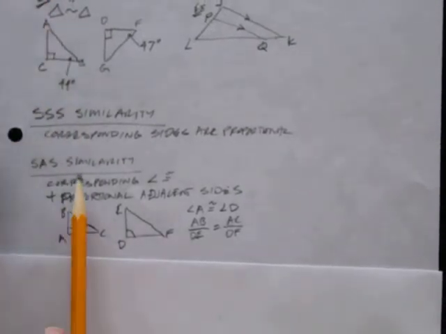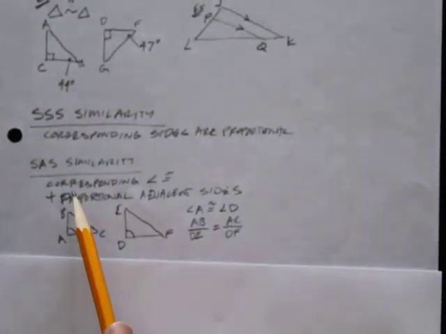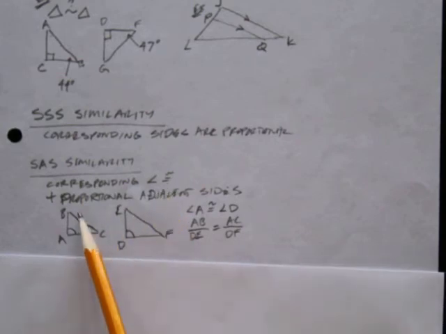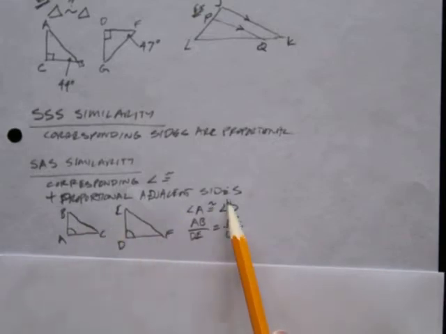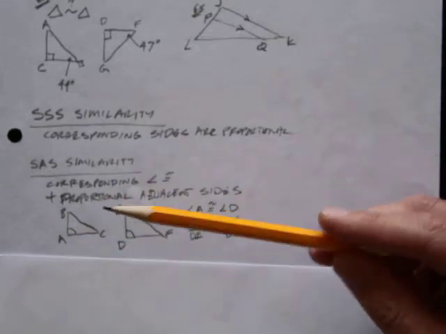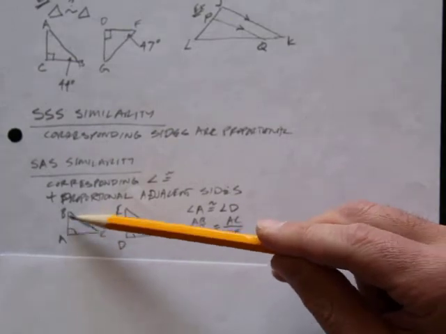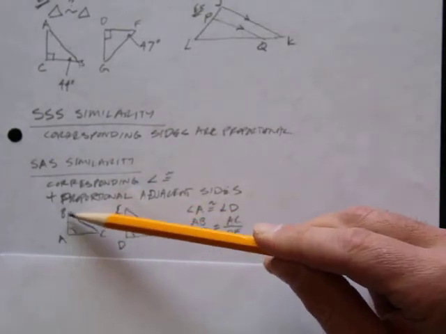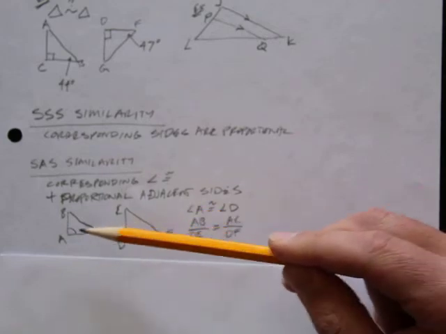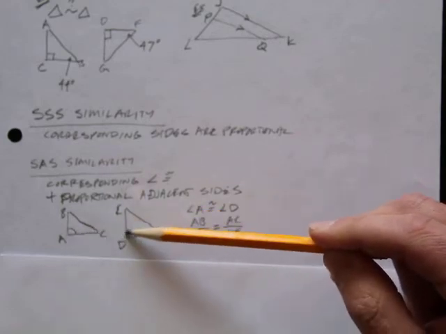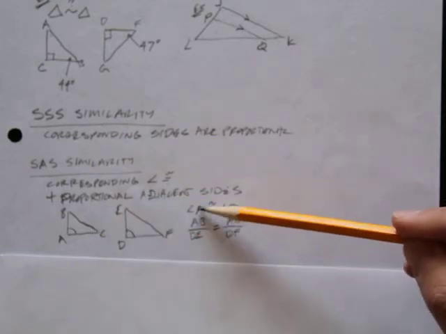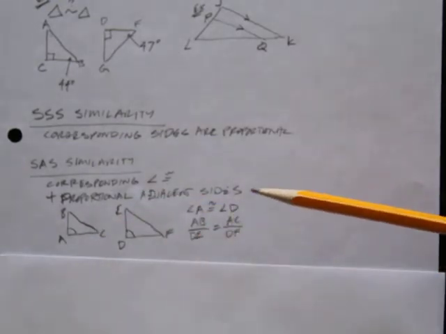Also, side-angle similarity. So corresponding angles are congruent and proportional adjacent sides. So in this example here, we have triangle ABC and triangle DEF. So draw these triangles. Angle A and angle D are congruent.